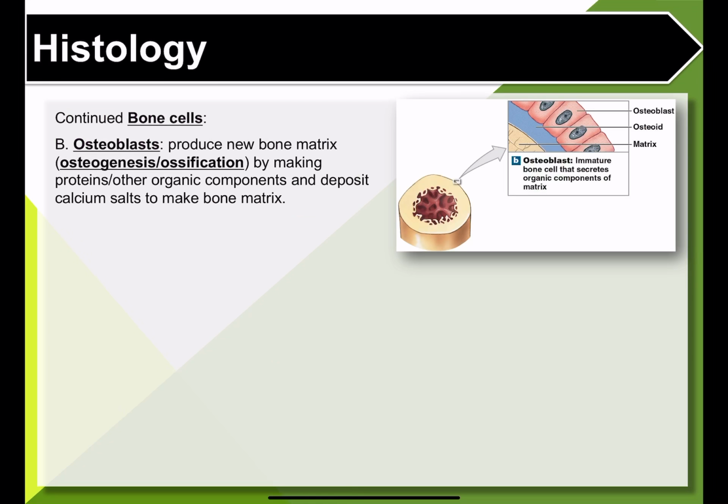Okay, so the second type of bone cells are called osteoblasts. These are bone cells that are important for producing new bone matrix in a process called osteogenesis or ossification. Now, the way I remember osteoblasts and never forget what they do is that osteoblasts has a B in it. Blast starts with a B. So for me, B stands for bone building, okay? So osteoblast, I will never forget that it is for the bone building or bone making process. Osteoblasts will make proteins and other organic components along with depositing calcium salts to make the bone matrix.